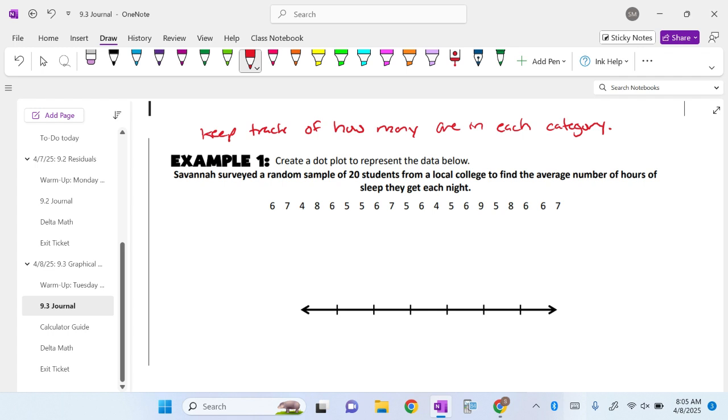So we're going to create a dot plot to represent this data below. Savannah surveyed a random sample of 20 students from a local college to find the average number of hours of sleep they get each night. So this entire set below are the different data points that she gathered. This is from 20 different people, the number of hours of sleep they said they get. All right, so that's all the data she collected from that survey.